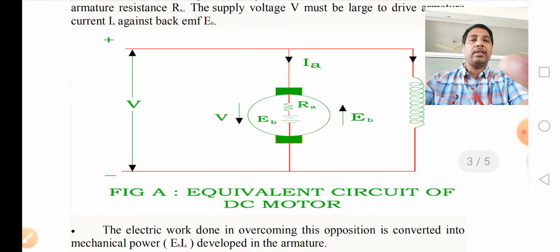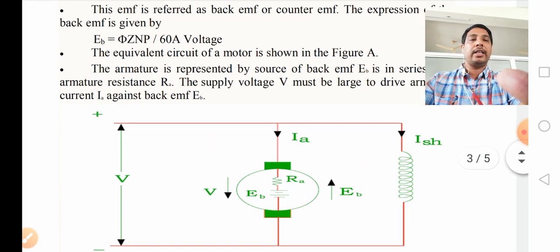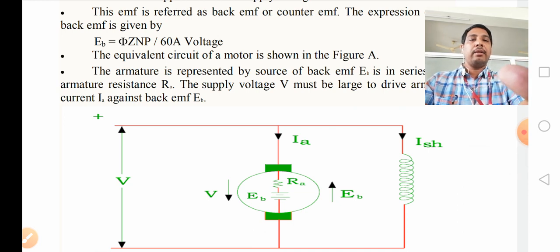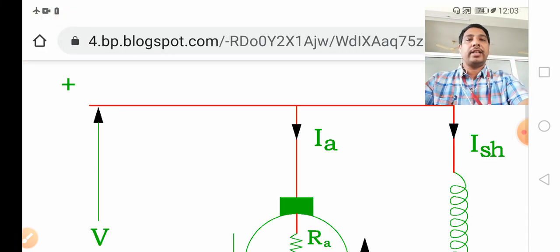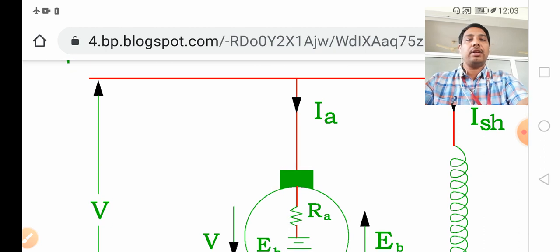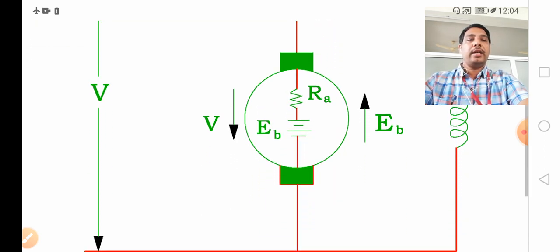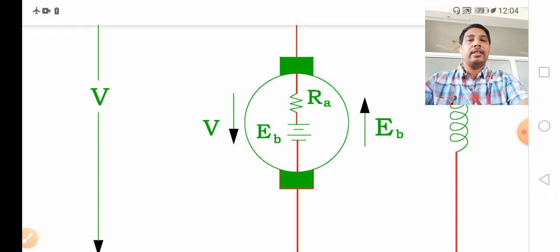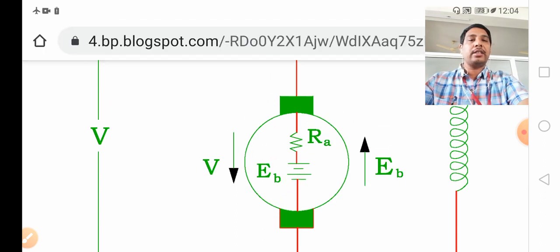IL here is shared into two components: one goes to IA and the other is another current, ISH. So IL is split into the armature current IA and the shunt field current ISH. Here we have the EB value, and the armature winding which may have some winding resistance, taken as RA. All these things we have discussed in the generator part itself.